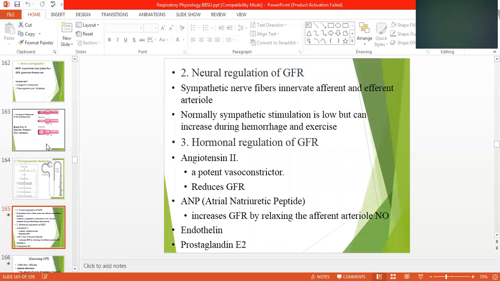Hormonal regulation of GFR. Angiotensin 2 supports vasoconstriction, a constrictor, and reduces GFR. The glomerular filtration rate will be reduced through hormonal regulation in which angiotensin 2 plays a major role. Atrial natriuretic peptide increases GFR by relaxing the afferent arteriole. Endothelium, prostaglandin E2.